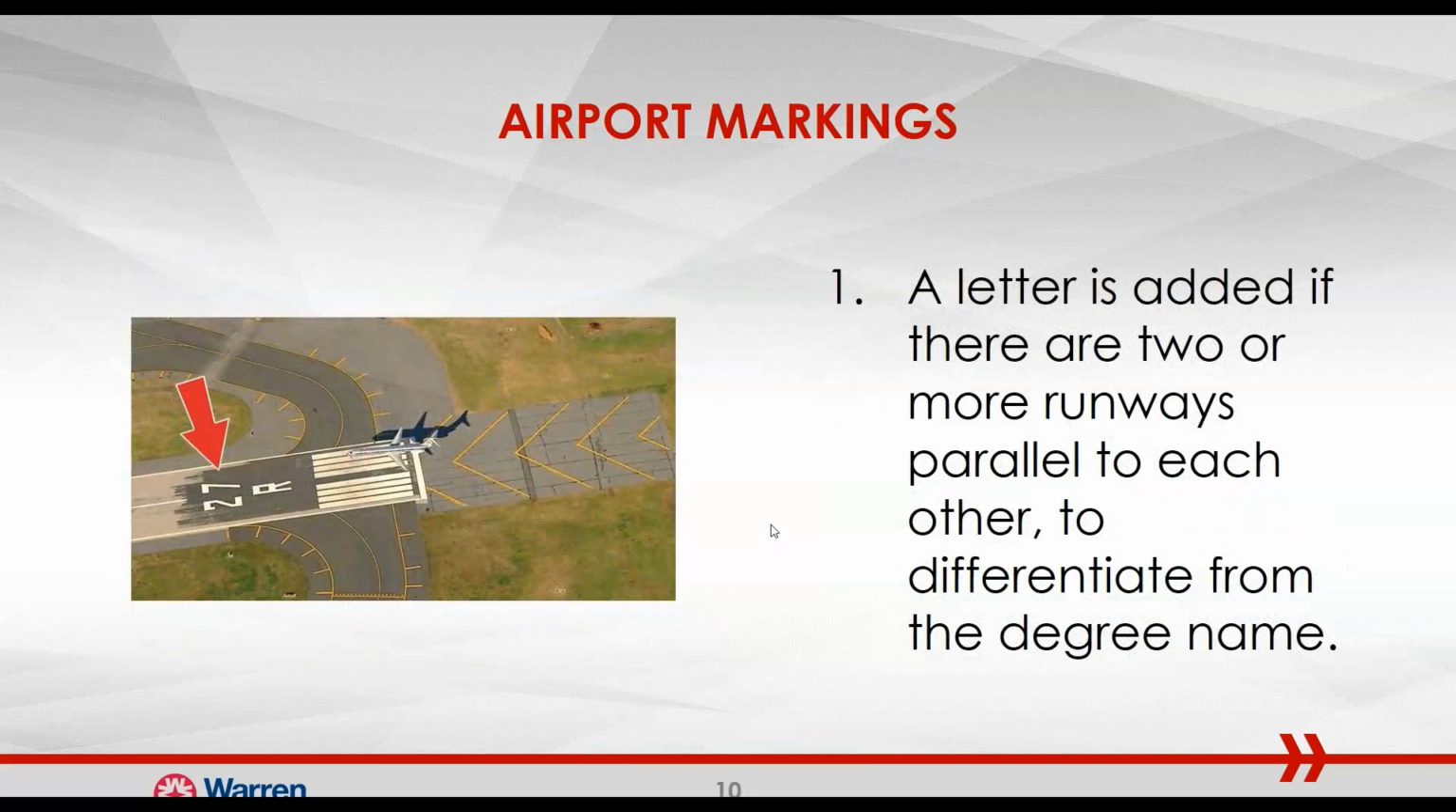You'll also notice that a letter is added if there are 2 or more runways parallel to each other to differentiate the degrees. So at large airports, you may find 2 runways that are running at 27 degrees, so you might need a right and a left. You may find as many as 3, so you may have right, left, center.